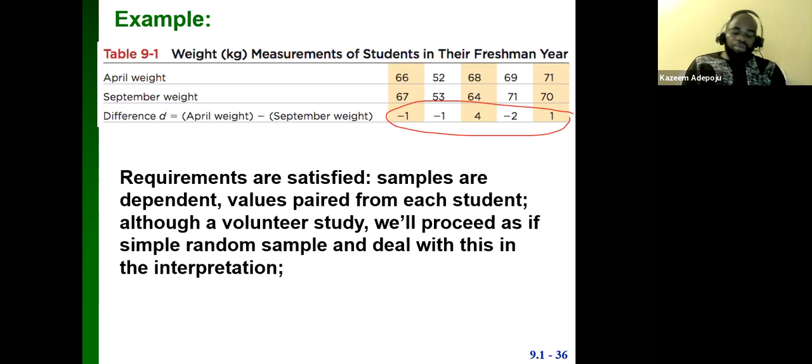Okay, but we have a requirement that needs to be satisfied. Of course, the requirement is just that the samples have to be dependent. Okay, that is the values pair from each student. Although it's a volunteer study, we proceed as if it's a simple random sample and deal with this in the interpretation. But you know what? We're dealing with a dependent sample because we're using the same set of individuals. Only that we are actually taking measurements on two occasions.